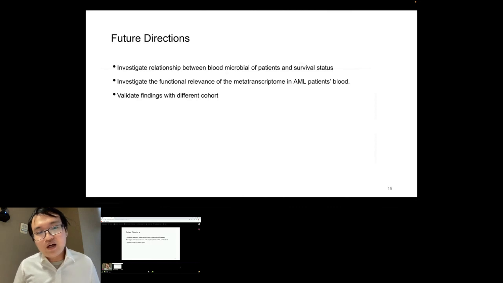And finally, we would like to validate the findings on survival status and blood microbiome composition and functional microbiome composition within a different cohort.